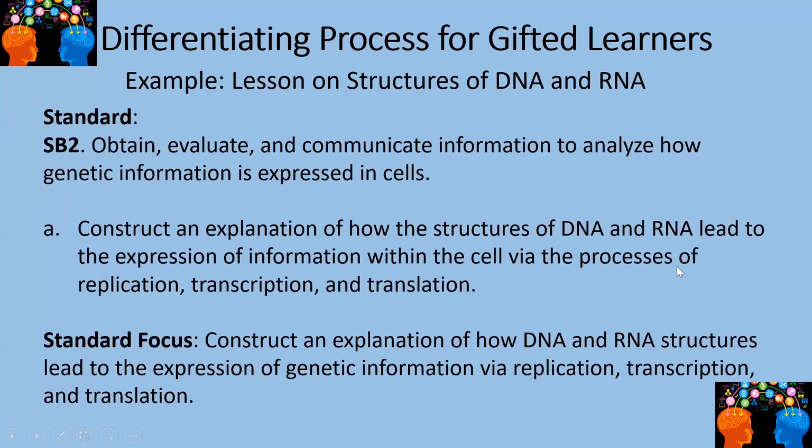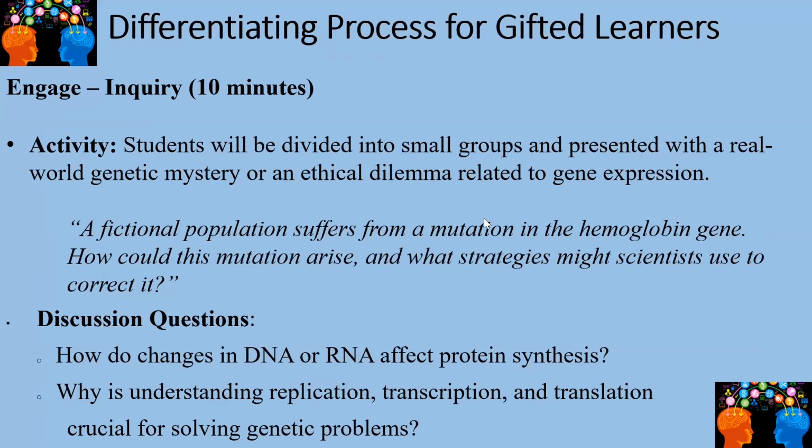An example of differentiating process would be a lesson on structures of DNA and RNA. The standard is SB2, obtain, evaluate, and communicate information to analyze how genetic information is expressed in cells. Part A of the standard says to construct an explanation of how the structures of DNA and RNA lead to the expression of information within the cell via the processes of replication, transcription, and translation.